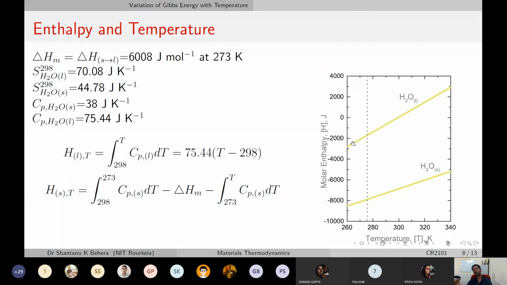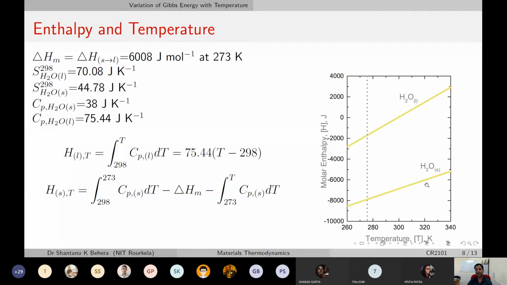How do you calculate the enthalpy of water in the solid state at any temperature? For that, you'll have to do some kind of referencing, and that reference, as I said, is that 298 water liquid is 0, and from there you can come to any point here. That's what's written in this equation. So let's say I want to find out the enthalpy of solid water at 320 Kelvin.